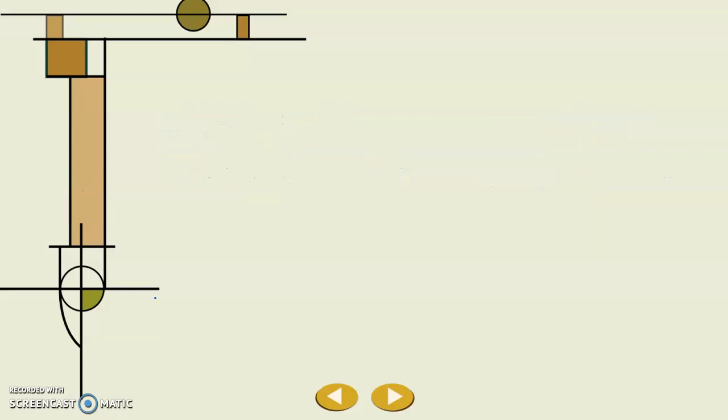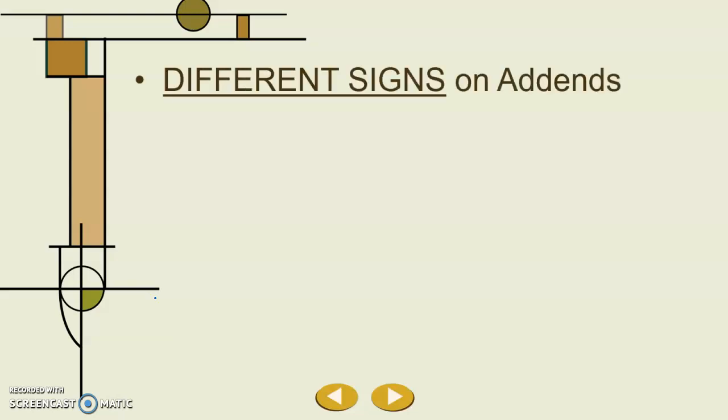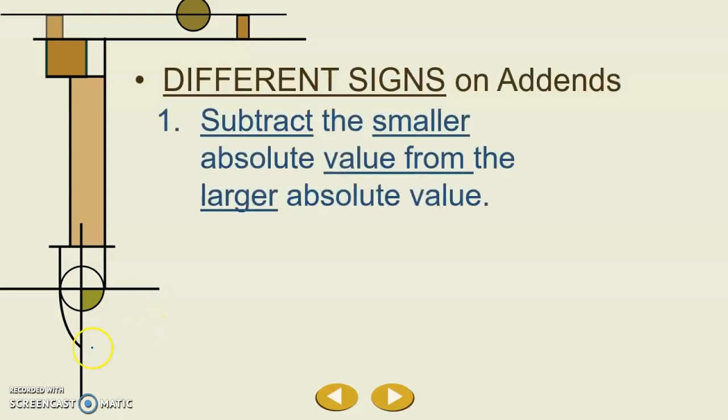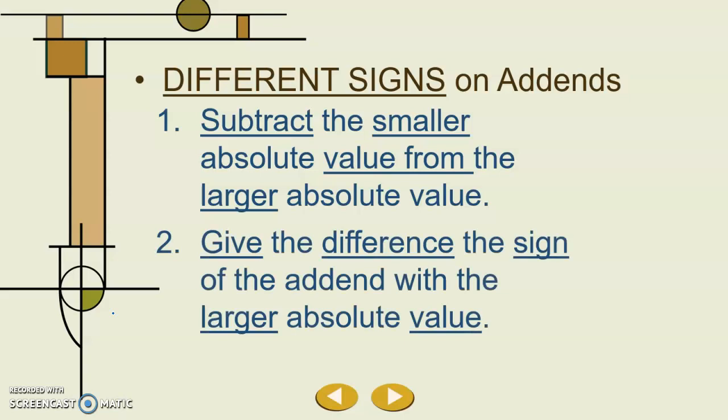Now let's take a look at what happens when your add-ins have different signs. So first, you're going to subtract the smaller absolute value from the larger absolute value, or subtract the smaller digit from the larger digit, without regard for the signs. Give the difference, which is your answer, the sign of the add-in with the larger absolute value.